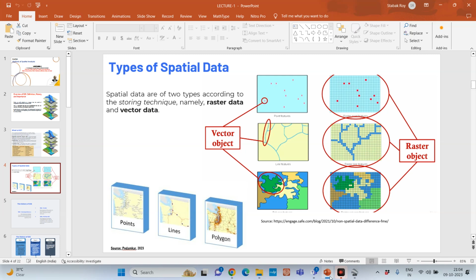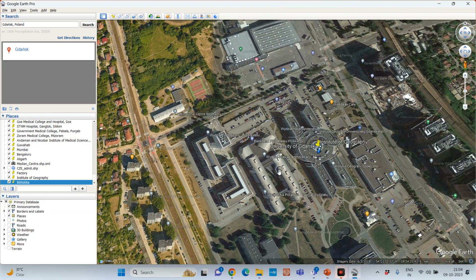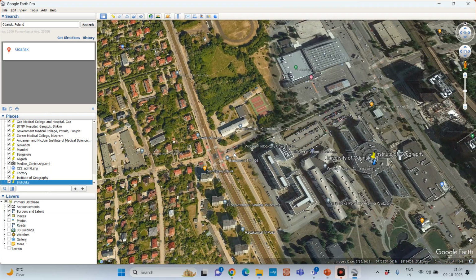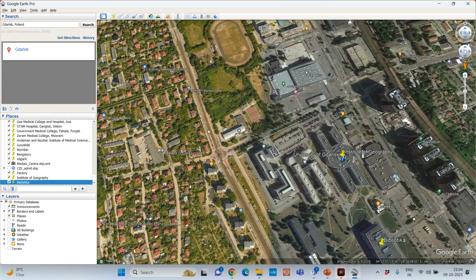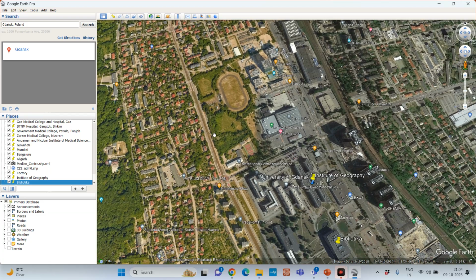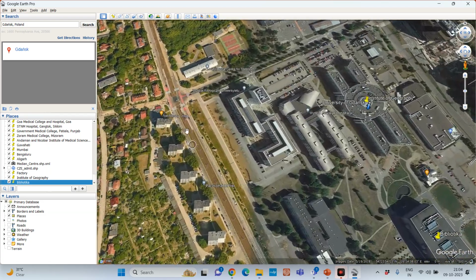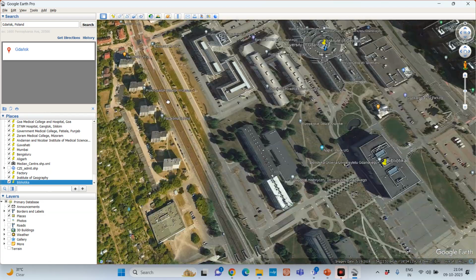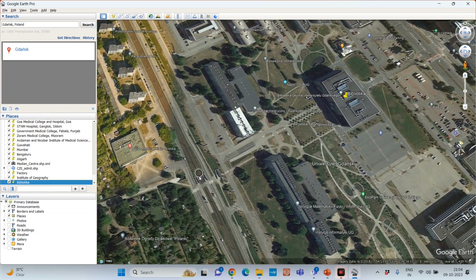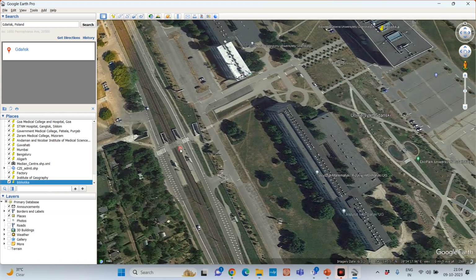Polygon is the area. A point is, suppose, the object here. Polygon is the area, and line is the road and distance. Yes, anything you can calculate. Suppose there is a tram stop. Yeah, here I think there is a tram stop, if I am not wrong.